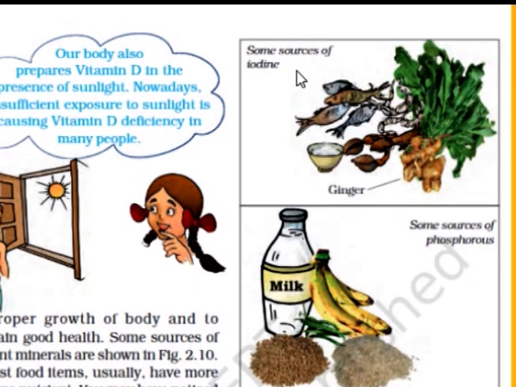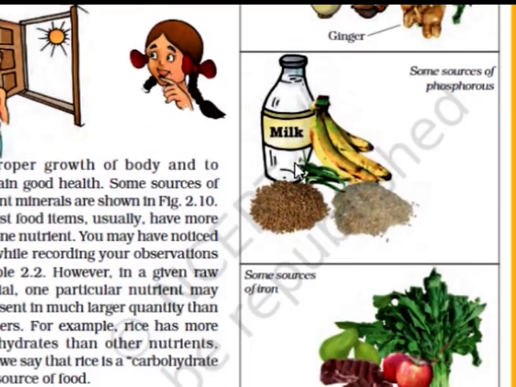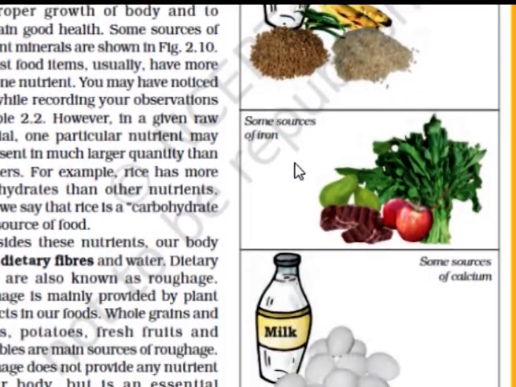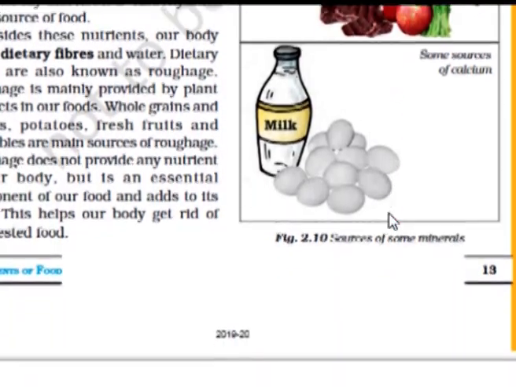Iodine. From where do we get iodine? We get iodine from ginger, from spinach, then from fish and lobsters. Sources of phosphorus are banana, seeds, cumin seed and milk, chili. Sources of iron are spinach, liver, apple and pear. Sources of calcium are milk and egg.